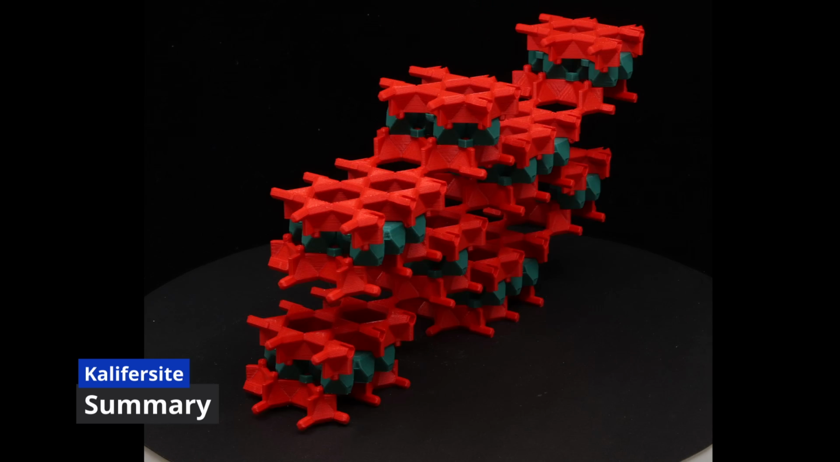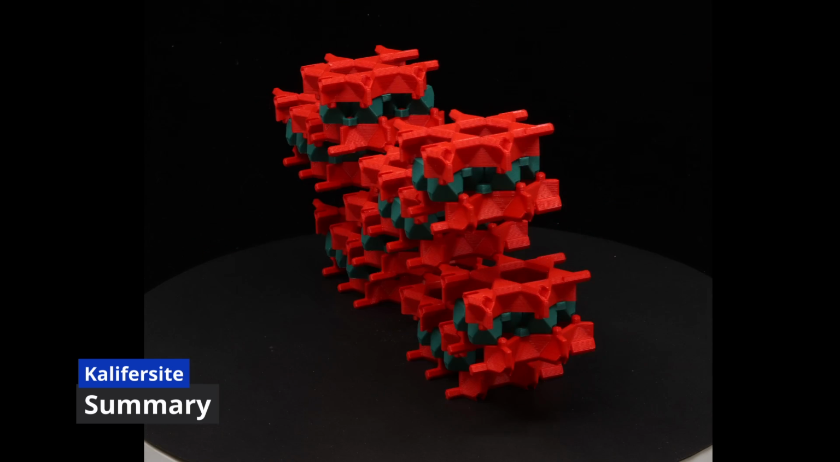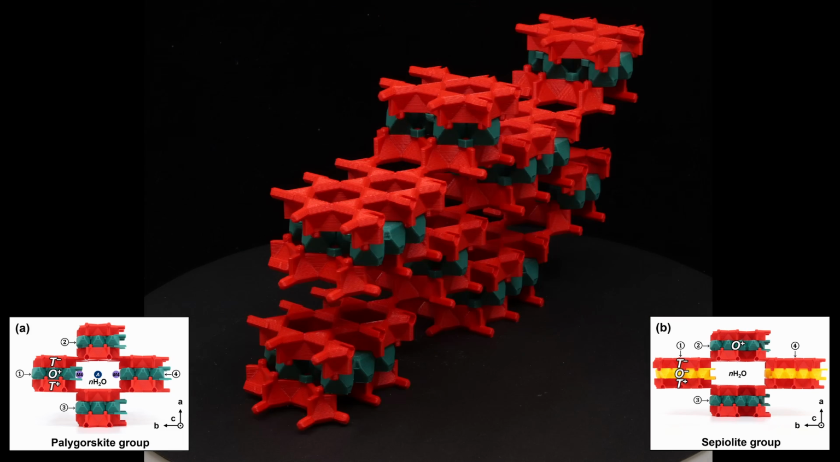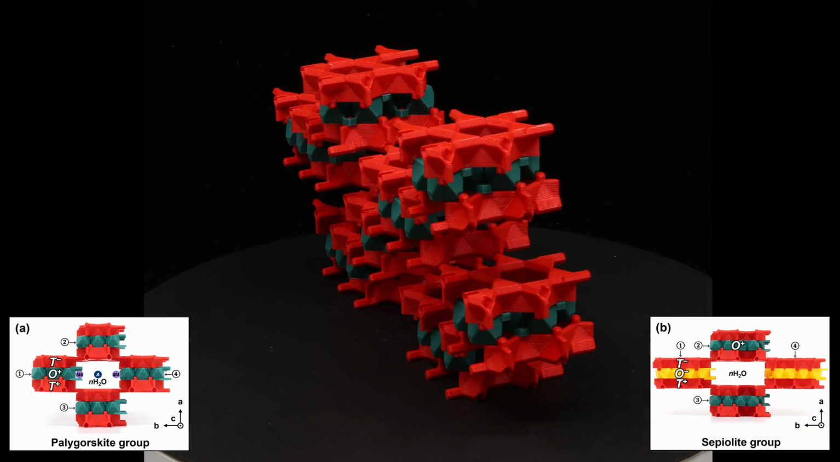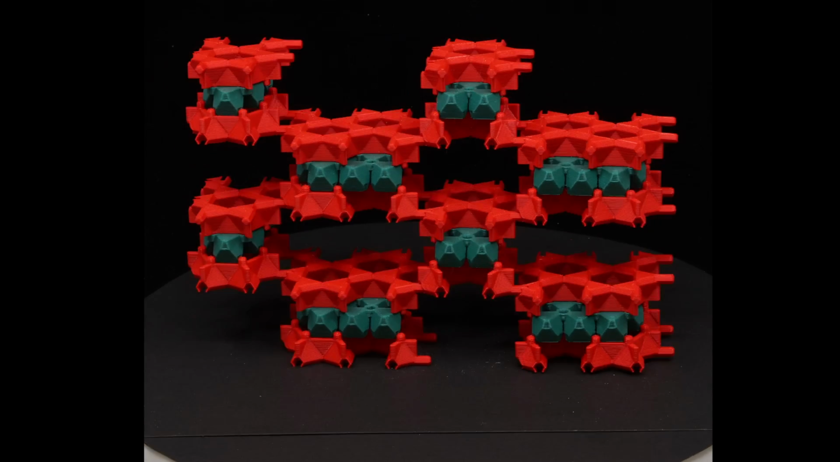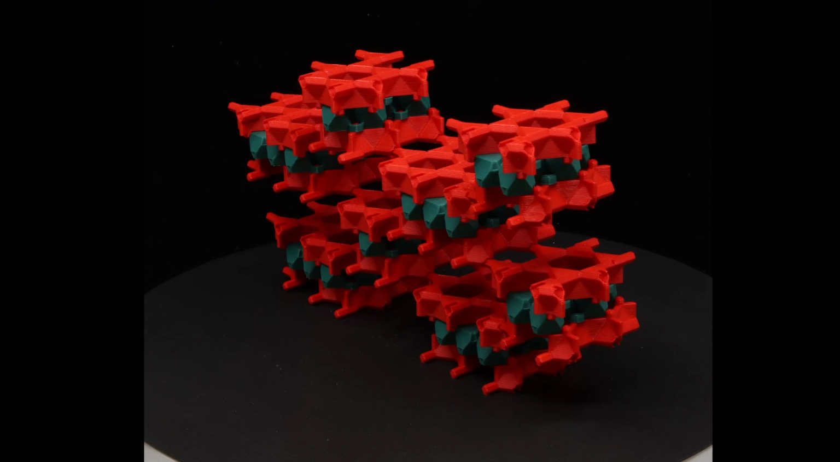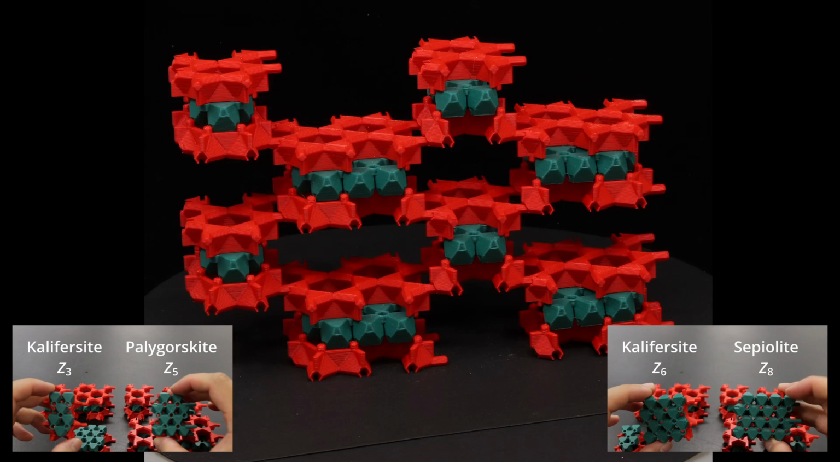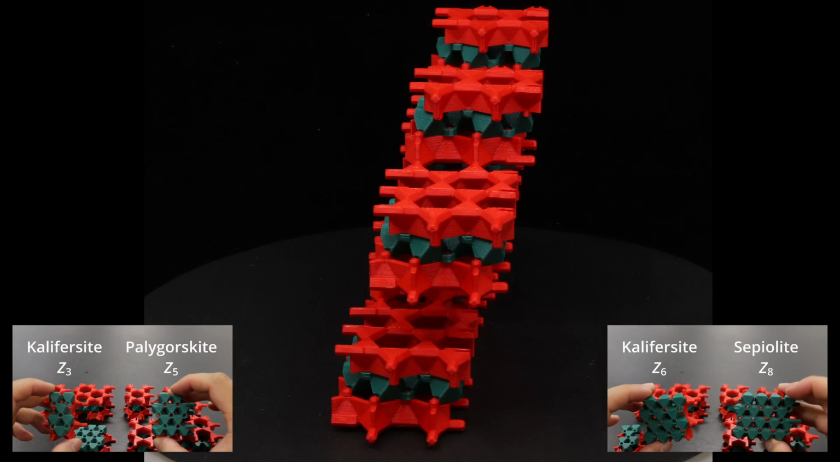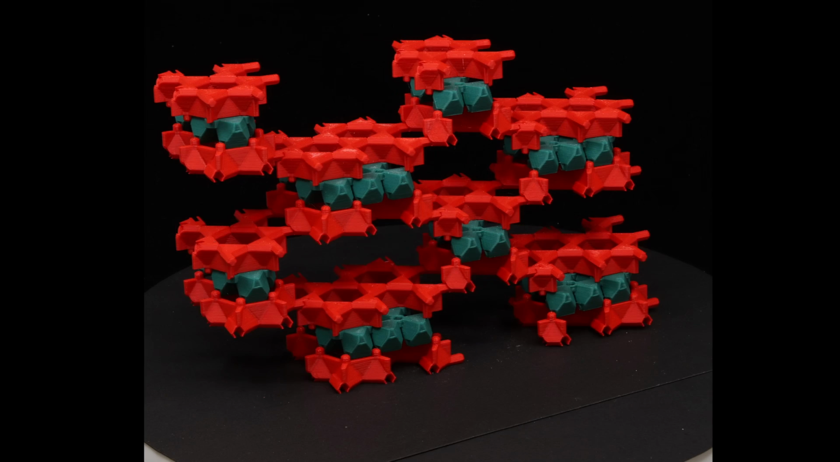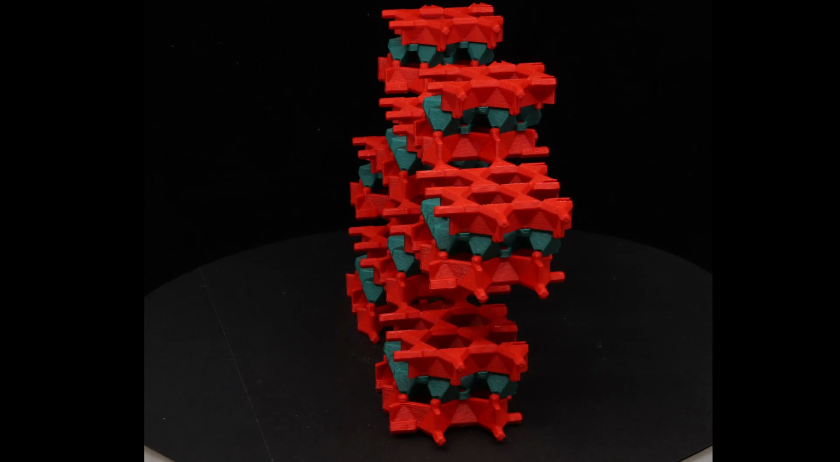In this video, we've explored how the modular relationships between palygorskite and sepiolite can be used to describe the crystal structure of Kalifersite. We've also looked at the differences between the structure of Kalifersite versus palygorskite and sepiolite, namely the use of Z3 and Z6 modules in place of the Z5 and Z8 modules, which are normally found in palygorskite and sepiolite, respectively.